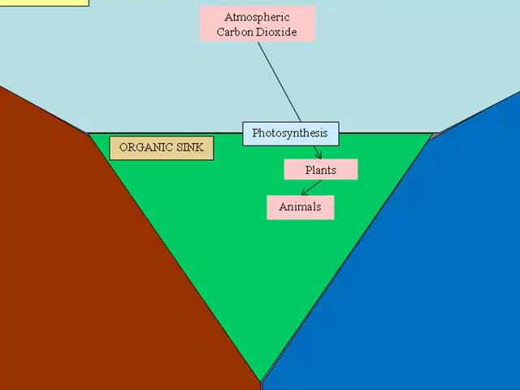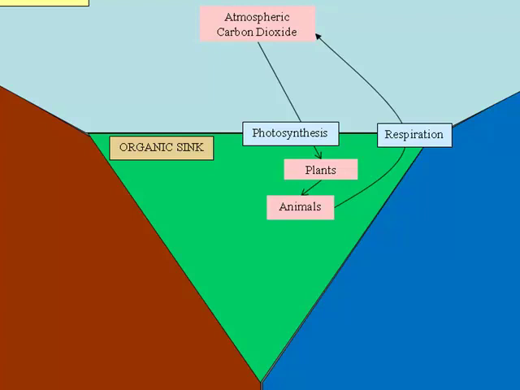Animals then consume these plants and break down some of these carbohydrates to get the energy they need to survive. This process, called respiration, is the opposite process of photosynthesis. So, one of the byproducts is carbon dioxide. Animals can't use carbon dioxide, so they get rid of it back into the atmosphere.